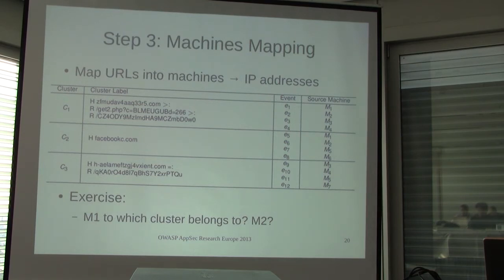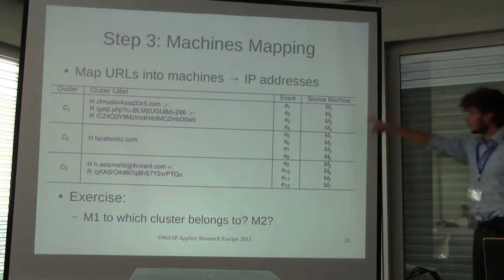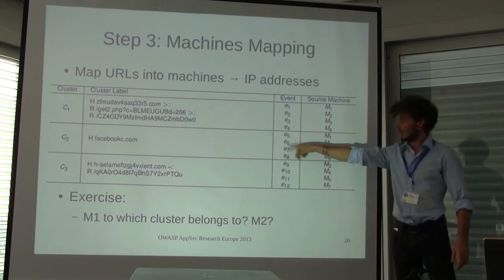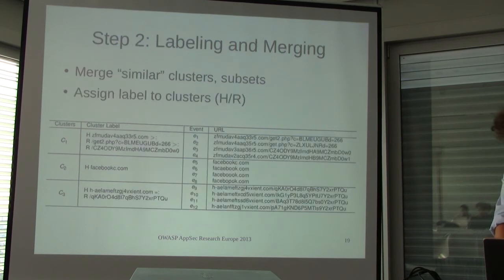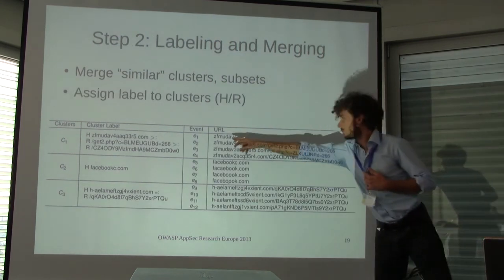So these are the URLs. The question is, how many machines generate this request? How many machines generate that request, and so on? So we map the URLs that have been clustered to the IP address, to the machine. So we bring the machine information inside. That means this column, what I mean here by event is this, of course.